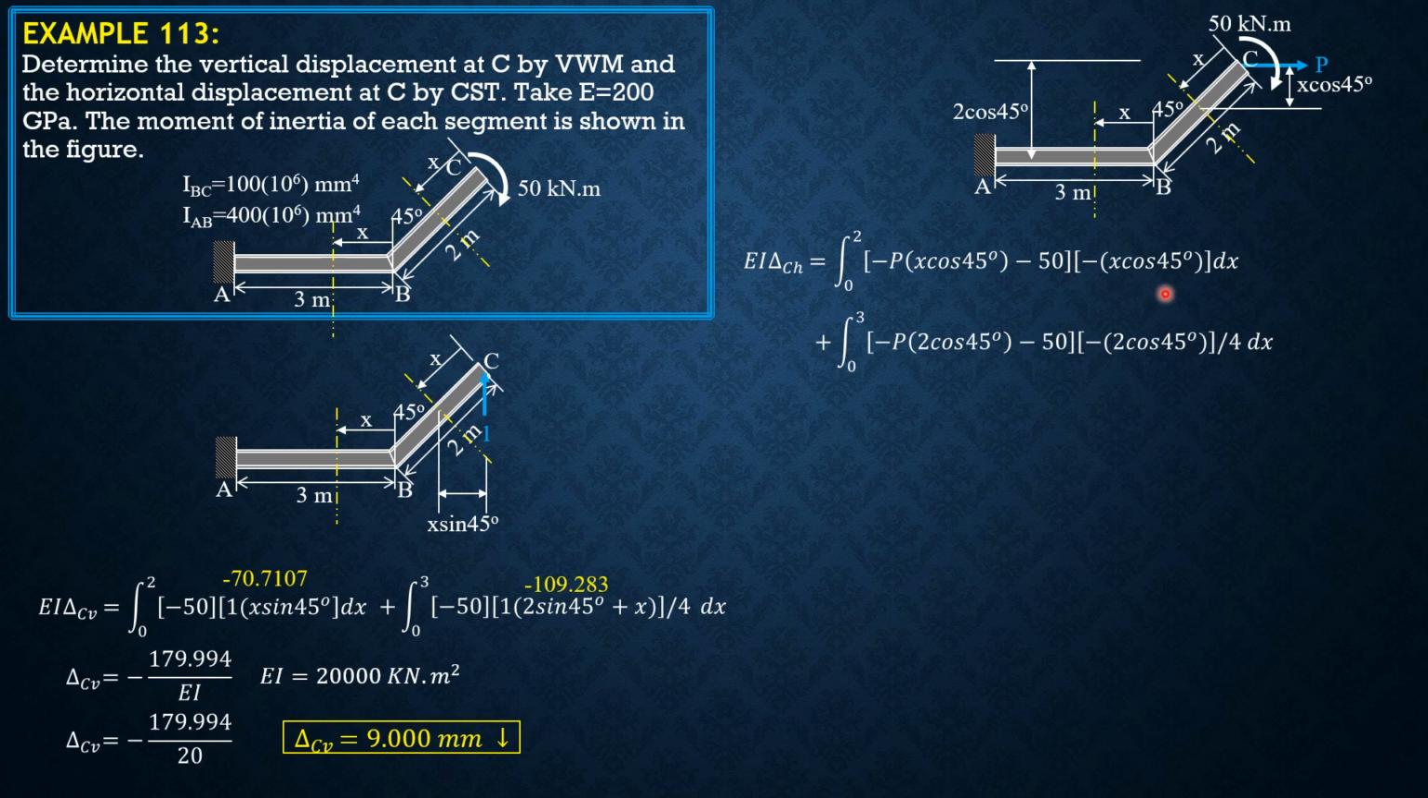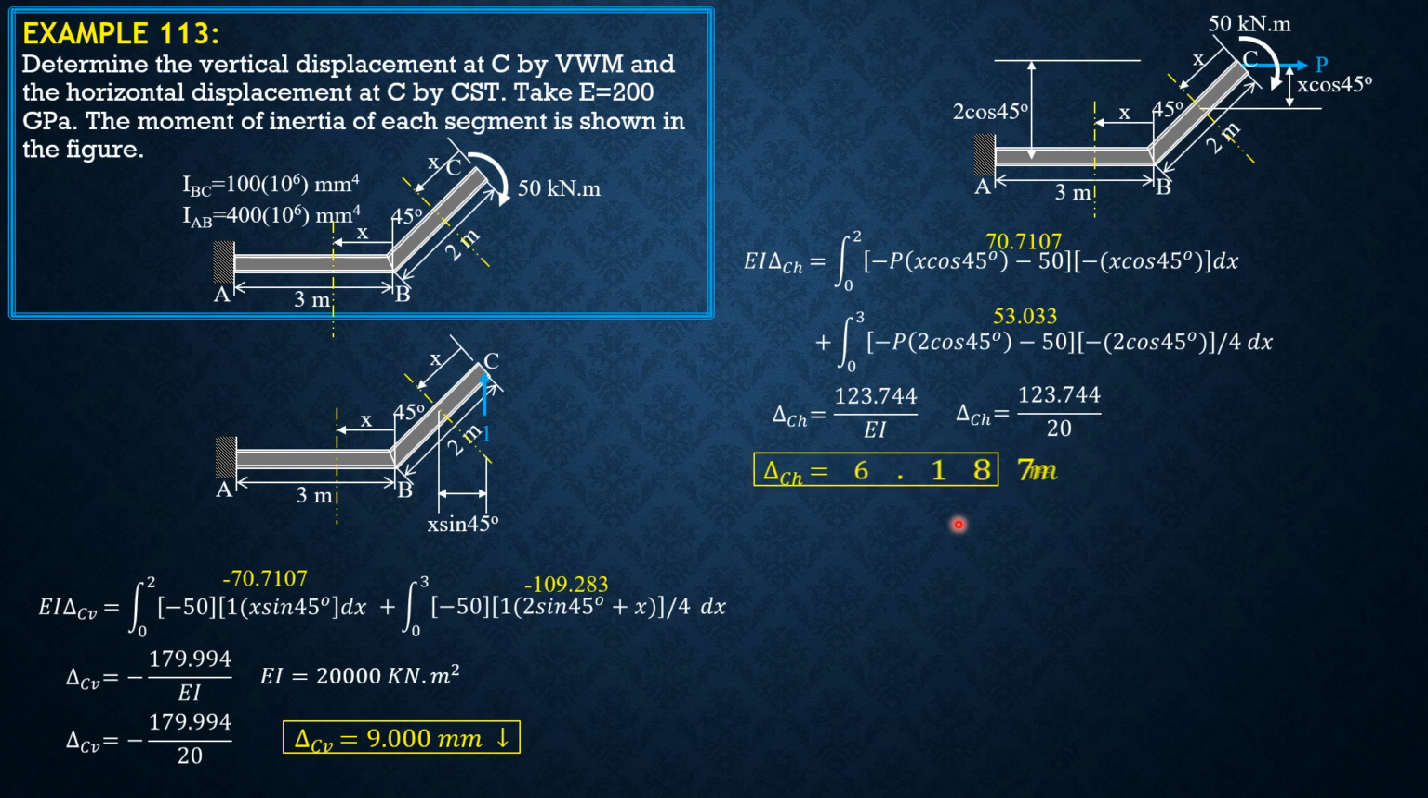So the result of the integral for the first term is 70.7107. The second integral is positive 53.033. Combining, delta CH is 123.744 over EI, and EI is 20,000, but let's just divide it by 20 to convert that automatically to millimeters. So delta CH is 123.744 over 20. So it is equal to 6.187 mm rightward.